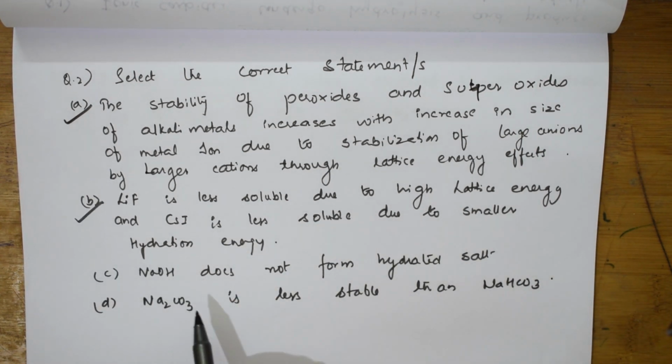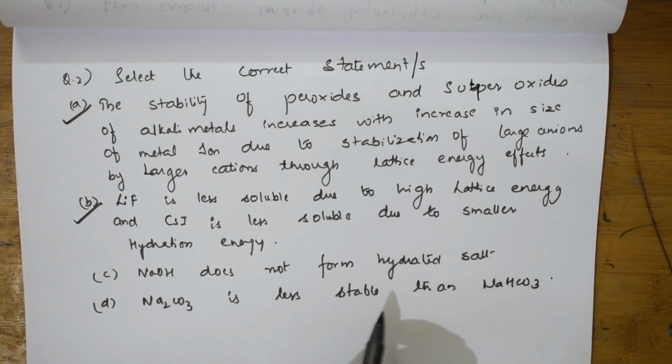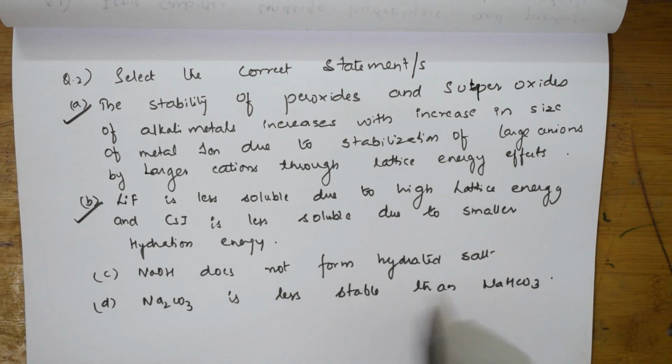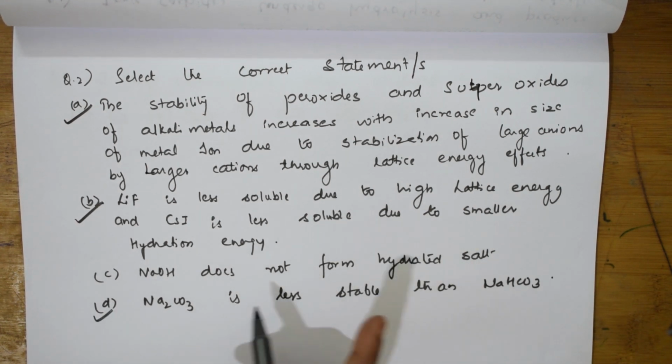Option: the next one, sodium hydroxide does not form hydrated salt. And the last one, sodium carbonate is less stable than sodium bicarbonate. This is also right, isn't it? We have already given the reason in hydroxides formation. Sodium carbonate is less stable than sodium bicarbonate. Now, select the correct options.